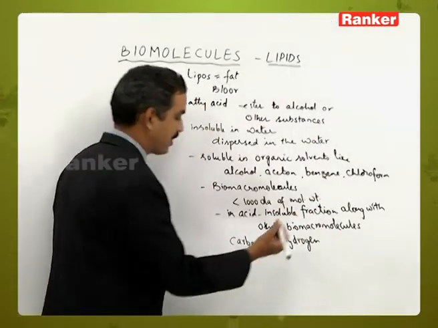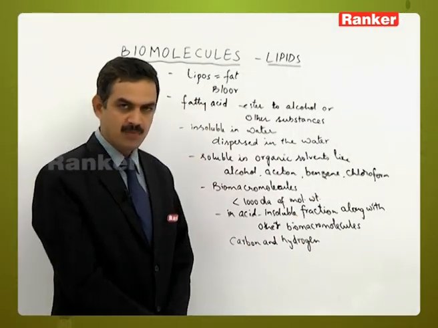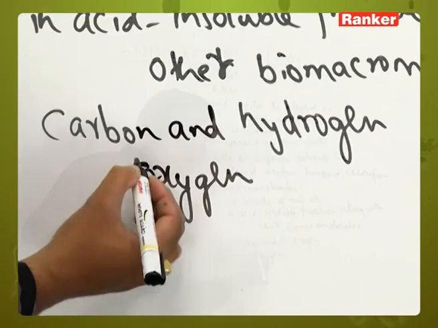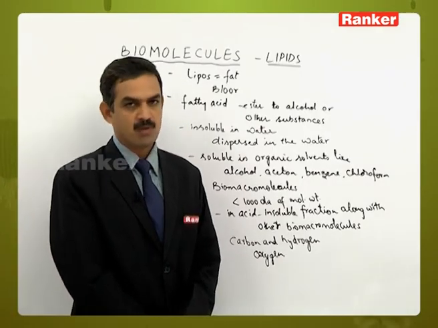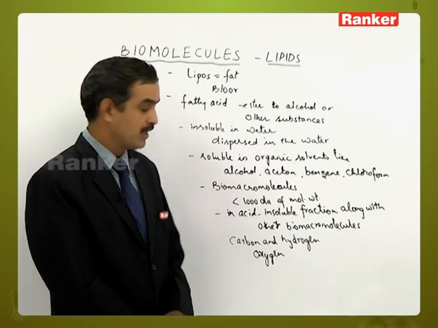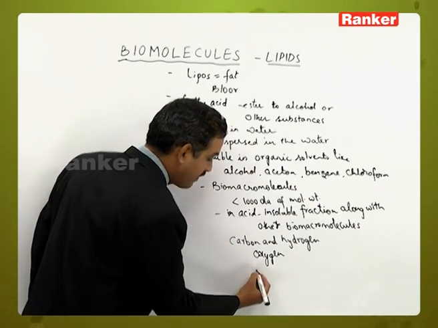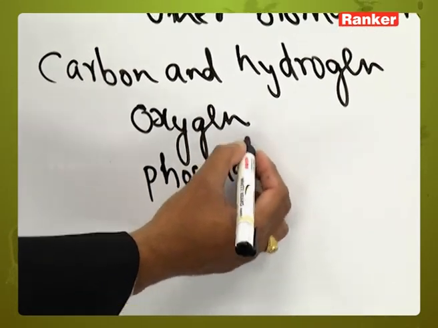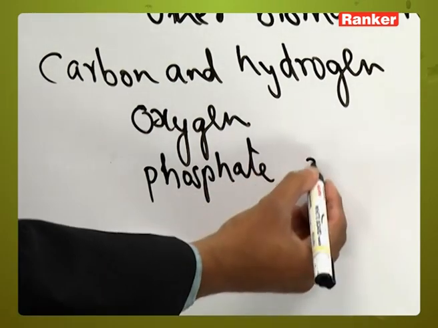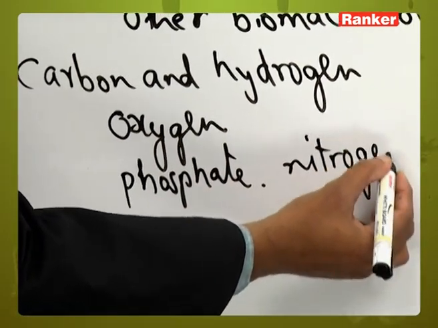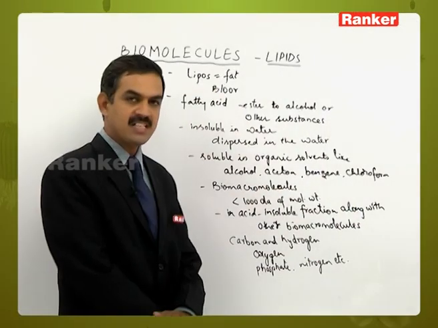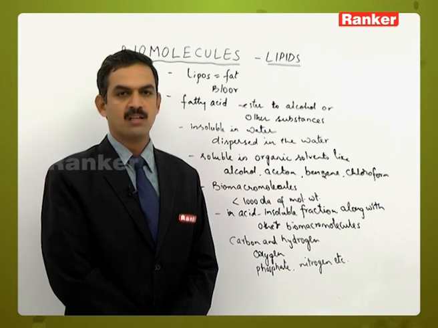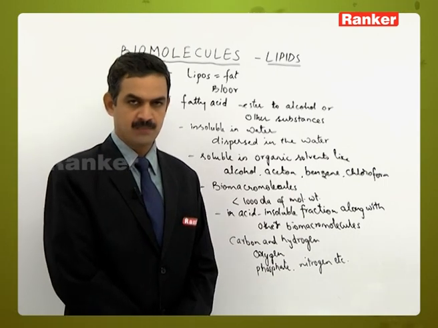And basically, as these are hydrocarbons, they are made up of mainly carbon and hydrogen. Apart from carbon and hydrogen, they may also have oxygen, but the proportion of oxygen is very small compared to the number of carbons and hydrogens present in them. Some of them may also contain phosphate, and some also contain nitrogen, etc., but these are present in very small numbers, and in very few types of fatty acids or lipids.